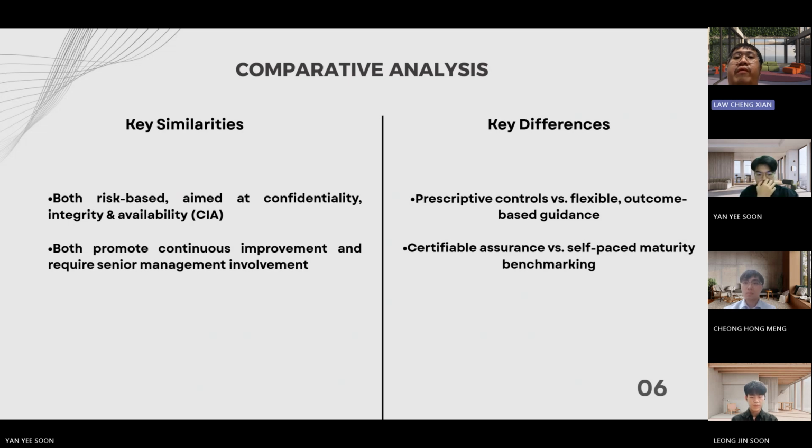That said, both are risk-based, built on the CIA triad, and require senior management involvement. In short, they are complementary: NIST CSF as a strategic risk overlay and ISO 27001 as the certification backbone. Many organizations use both together. That's all.